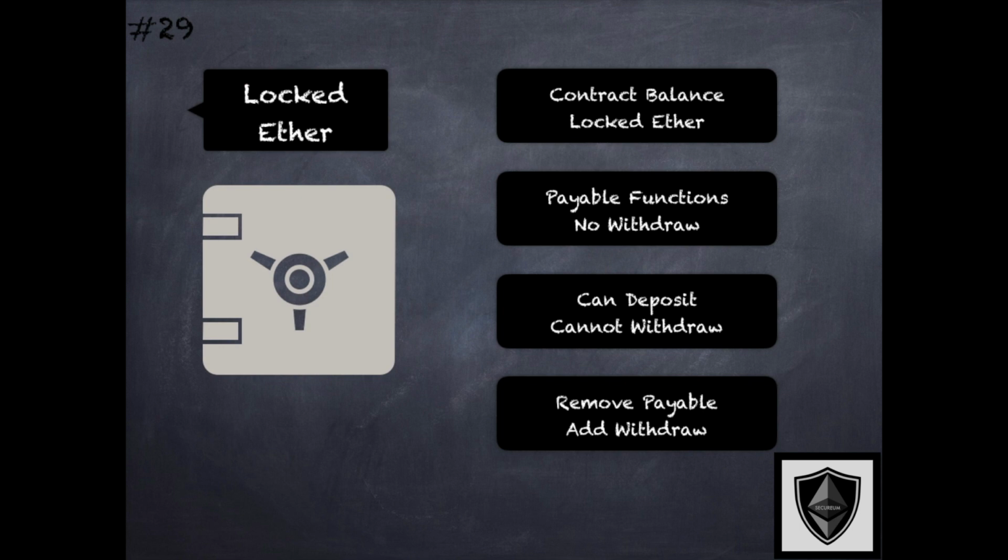The obvious solutions are to remove the payable attributes for functions to prevent ether from being deposited via those functions, or to add withdraw capabilities to the smart contract. The simple situations for this particular pitfall can be easily recognized and fixed, but there could be complex scenarios where the contract can be taken to a particular state, either accidentally or maliciously, where the ether or the token balance of that contract gets locked and cannot be withdrawn.